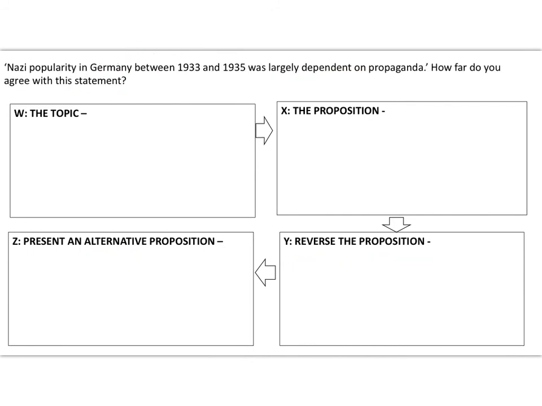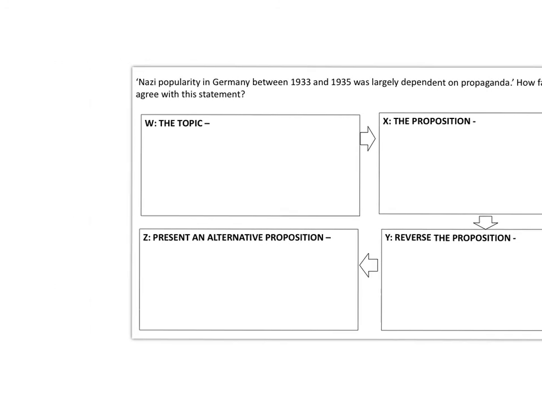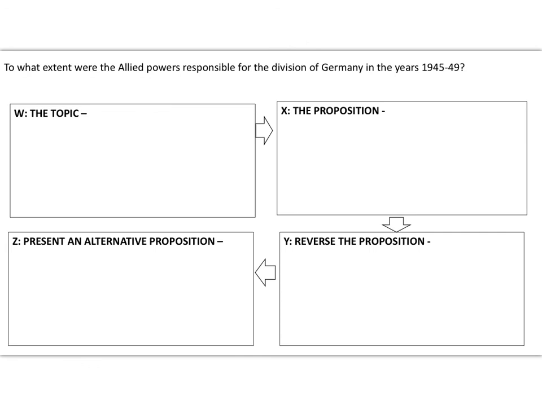Okay? Another one. Nazi popularity in Germany between 1933 and 1935 was largely dependent on propaganda. How far do you agree? The topic is Nazi popularity. The proposition is Nazi popularity was dependent on propaganda. Propaganda caused Nazi popularity. The reverse proposition is propaganda did not cause Nazi popularity. The alternative proposition, there were other causes of Nazi popularity. Same approach.